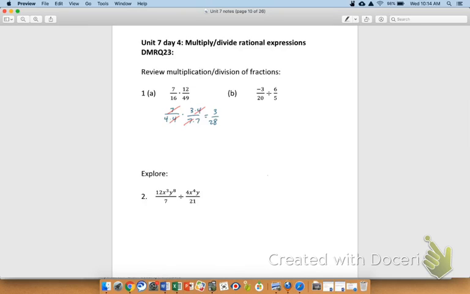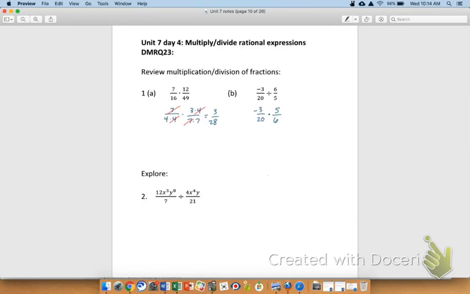Okay, and then B, obviously, is division instead of multiplication. So perhaps you remember that the way to handle this is to copy dot flop. So if I were to do that, I would write -3/20. That's my copy. Dot means you turn the division into multiplication. Flop, it just means do the reciprocal of that second fraction.